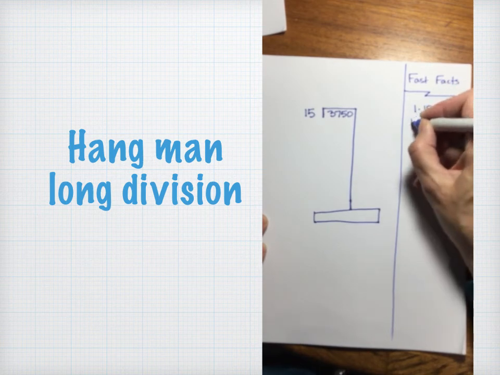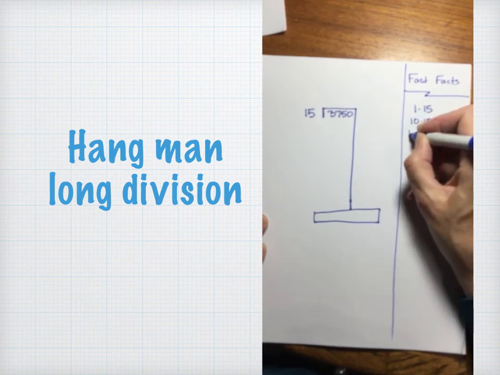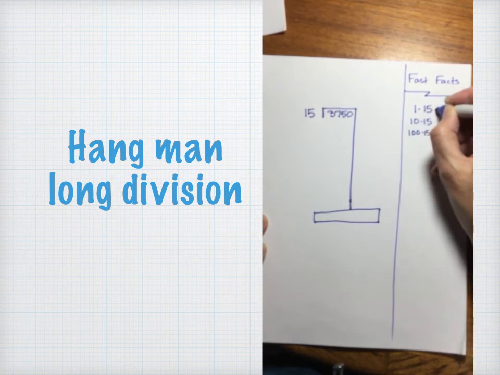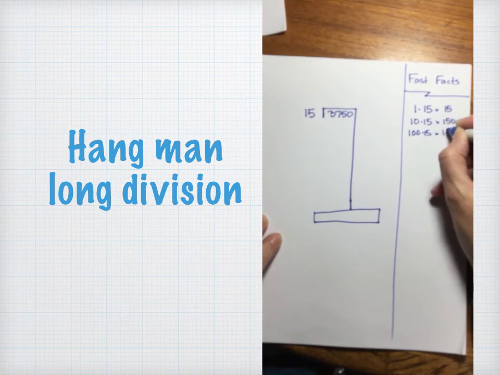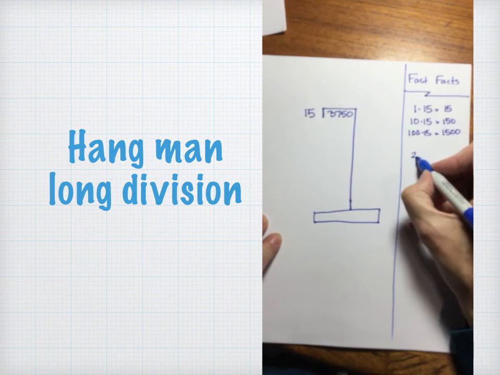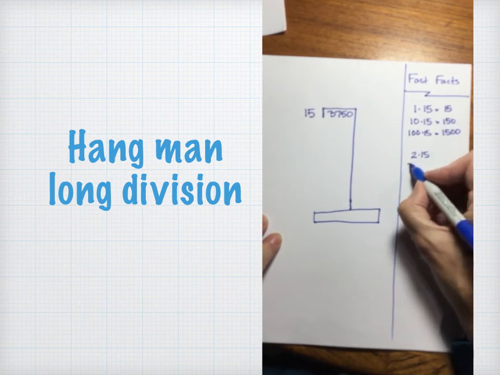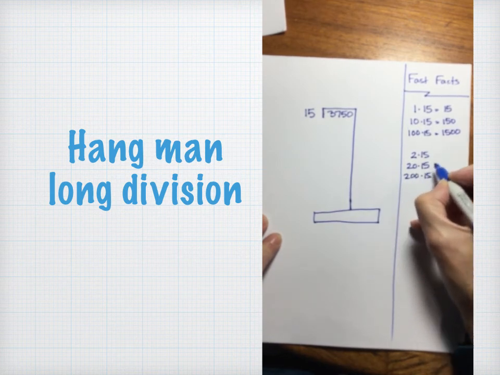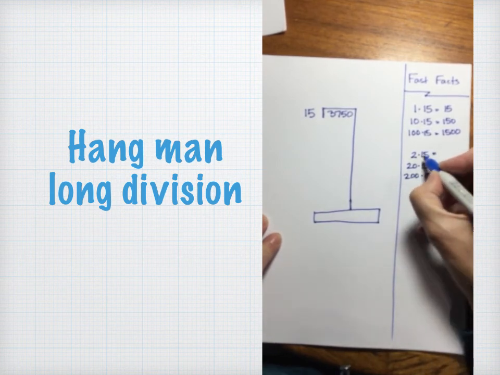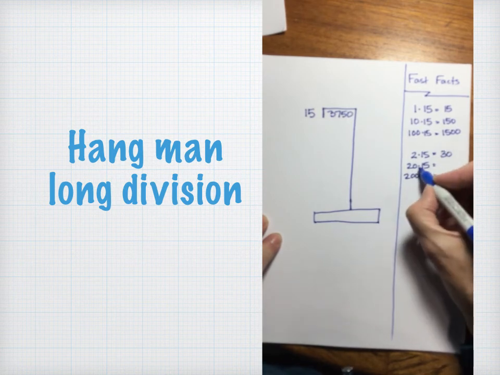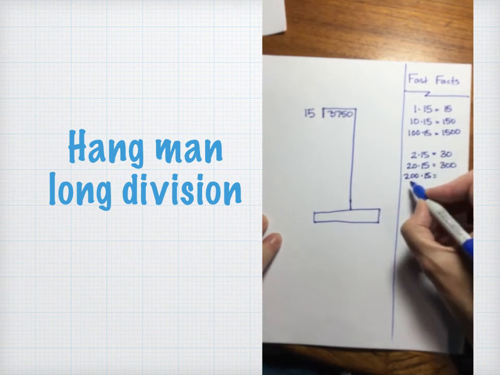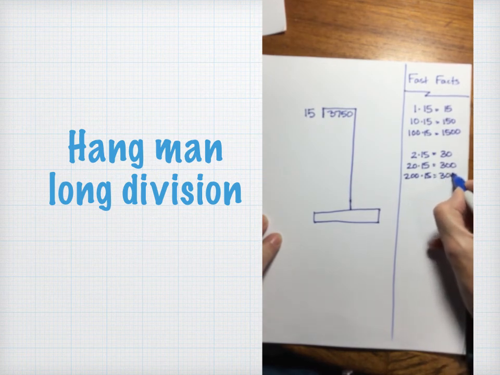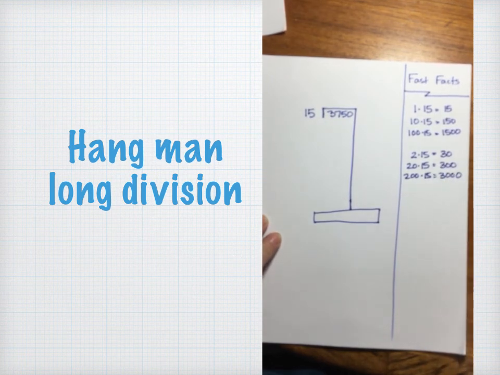So 1 times 15, 10 times 15, and 100 times 15. And we know that's 15. 10 times 15 is 150. And I can see that this is quite interesting. Now I had 1 times 15. I'm going to go to 2 times 15. 20 times 15, and 200 times 15. And we talk about everything as patterns. So 2 times 15 is 30. 20 times 15 would be 300. 200 times 15 is 3,000. I have something to start with.